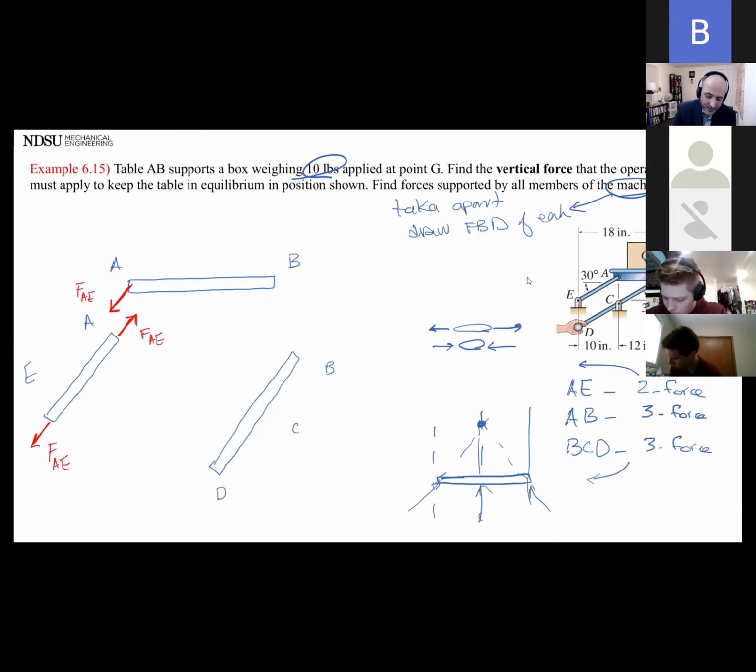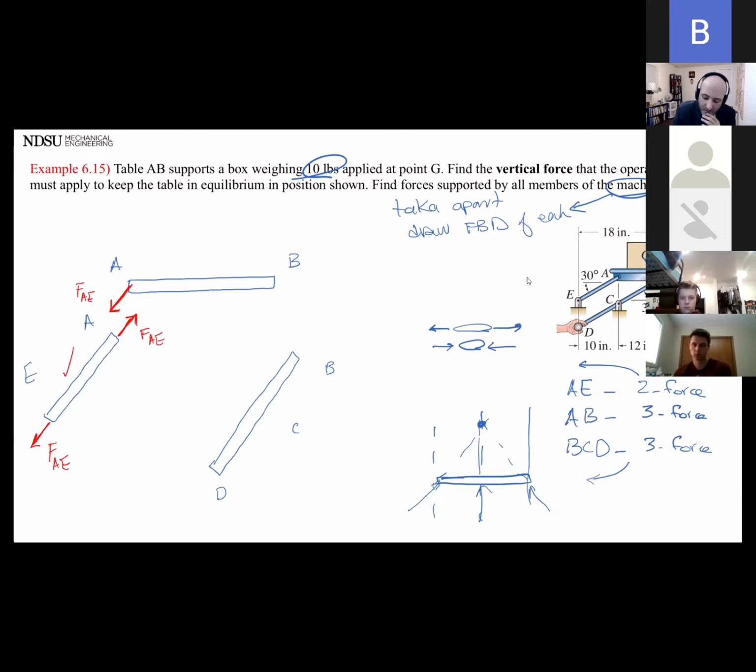Then this is done. My 2-force member is done. Is everyone clear why I put FAE on the top member the way I put it? Why is it opposite? I'm not talking about the direction, whether it's compression or tension. You can flip it, it doesn't matter. But is everyone clear why they're opposite of each other? And they're both tension right now because they're going away from pin A in both of the FBDs.